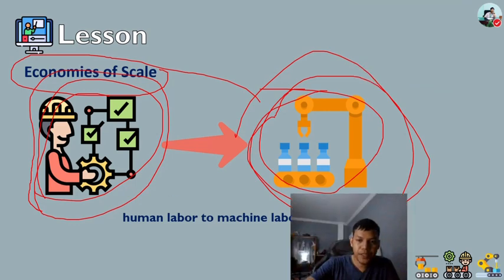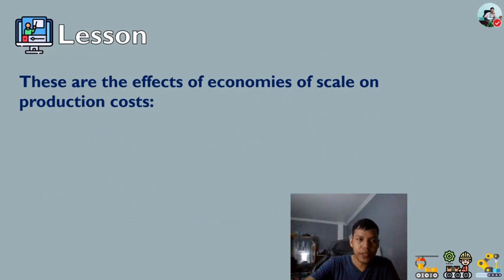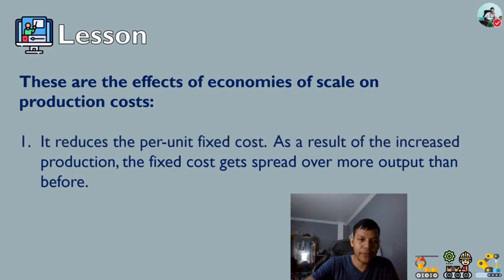Okay, so now let's proceed. There are many effects of economies of scale on the production costs. So what are those effects or results of having this economies of scale? First, it reduces the per unit fixed cost. Okay, it reduces what? Per unit fixed costs.